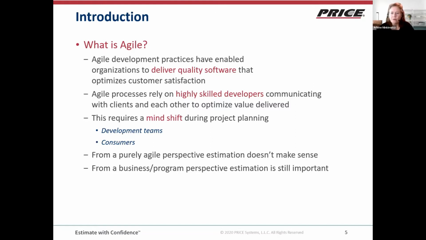So this does require a mind shift during project planning, both from the perspective of the development teams and from the consumers of the end application. So from a purely Agile perspective, estimation might not make sense, and I'll talk more about that in a little bit. A project that is purely Agile, you know how many iterations you have, you know how many people you have on the team, you know what the delivery date is. It's simple math, but it doesn't work that way in most cases.